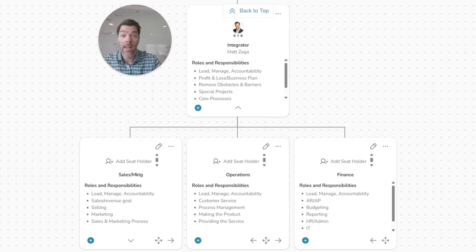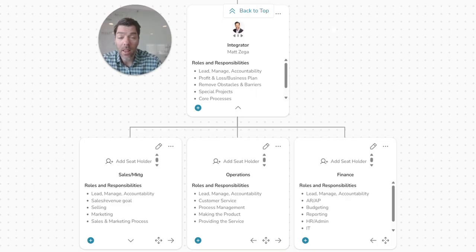Well, first and foremost, the accountability chart will create crystal clear lane clarity for every single seat, every single team member in your organization. And what team member doesn't want to know who they report to, what they're accountable for? And so out of the gate, it brings you that clarity.